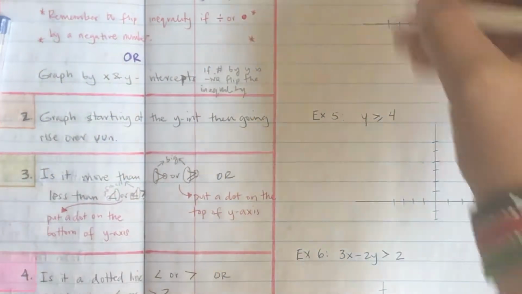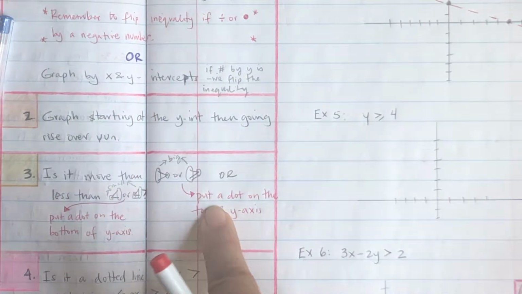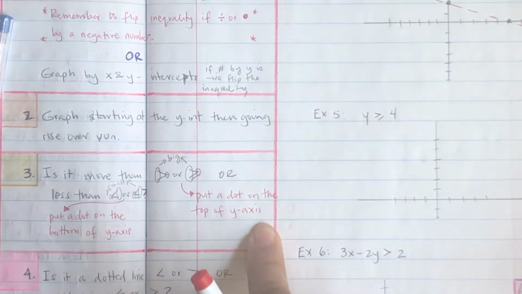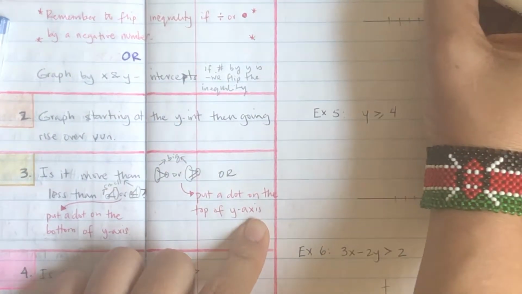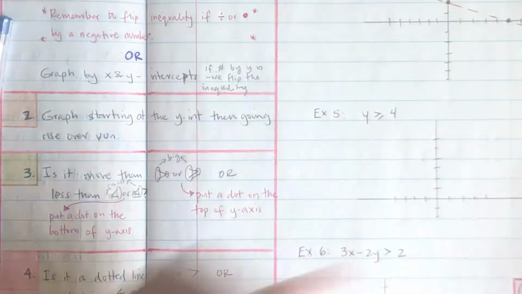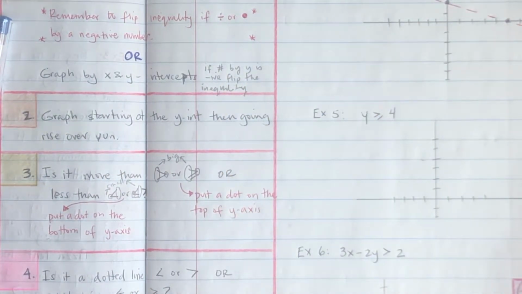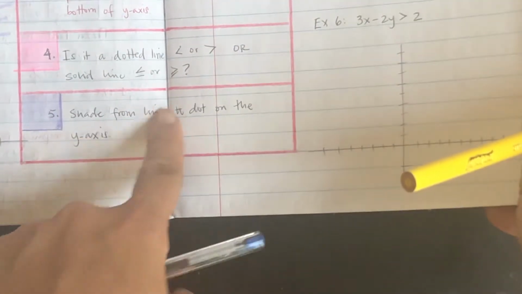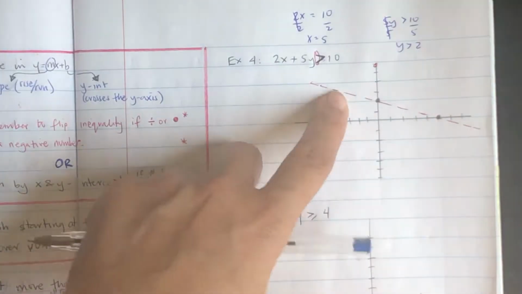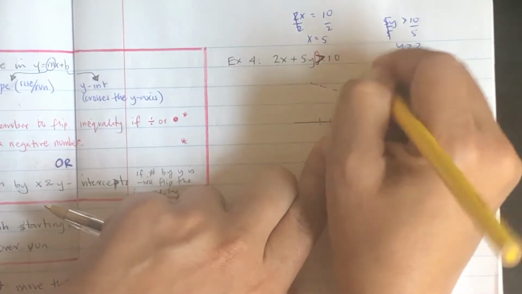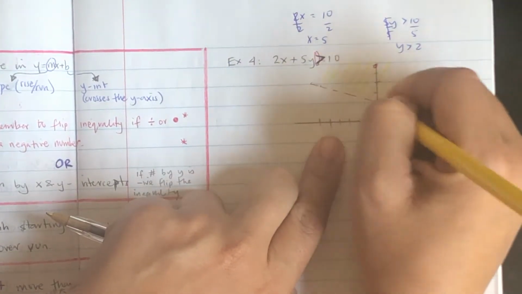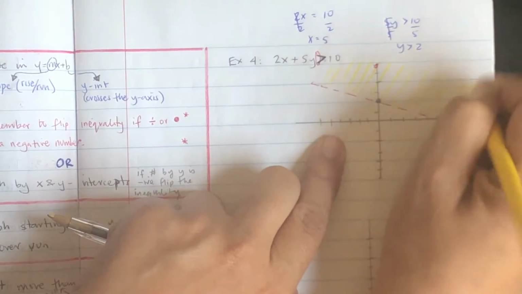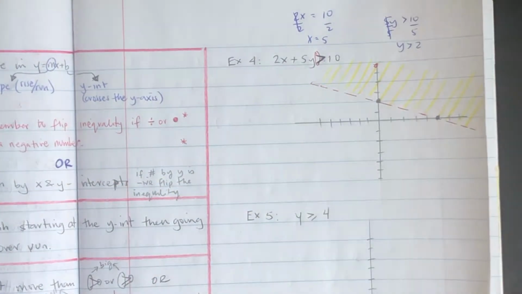So what do I hit first? So I hit big first. So if it's big, put a dot on the top of the y-axis, and that's what you're going to color in. So you're going to shade from the line to the dot on the y-axis, from the line to the dot. Bam. Just like that. Let's take a look at another example.